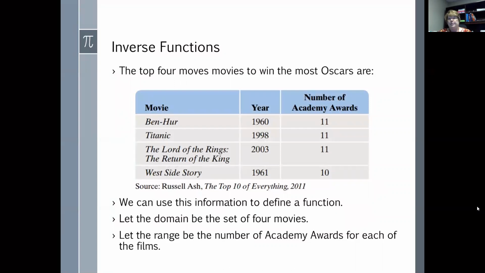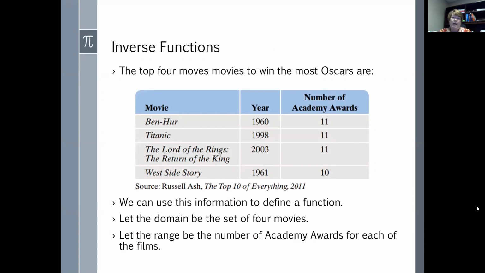All right, so let's first define what it means for a function to have an inverse. The table we have here shows the top 4 movies to win the most Oscars. Ben-Hur, released in 1960, won 11 Oscars. Titanic, released in 1998, also won 11. The Lord of the Rings, The Return of the King, released in 2003, won 11 Oscars. And West Side Story, released in 1961, won 10 Oscars. We can use this information to define a function.